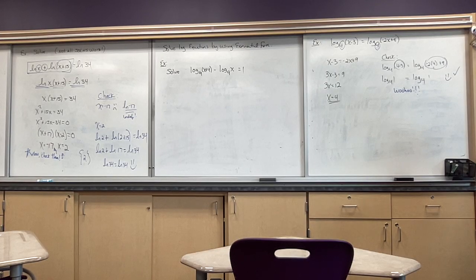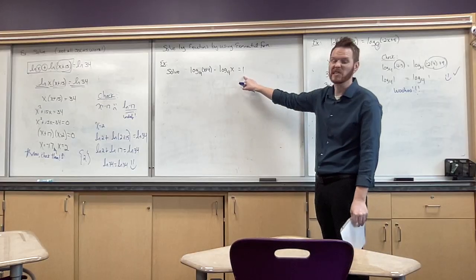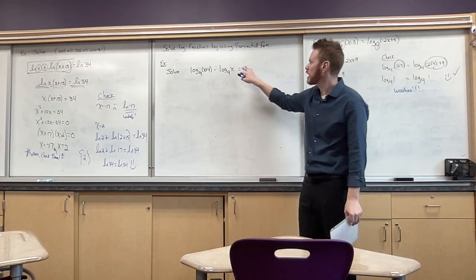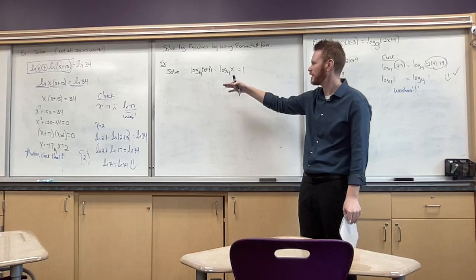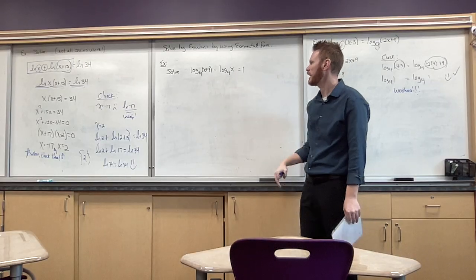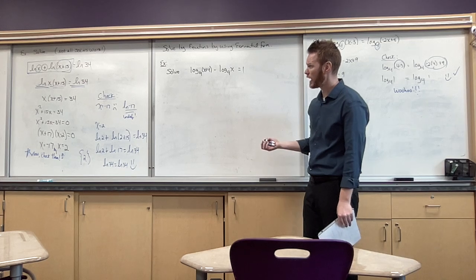Now, here's the unfortunate news. If this 1 wasn't here, let's say that was a 0, I can add this log to the other side. You got the same bases, set the arguments equal to each other, you're done. But that 1, man, that 1's annoying. So I can't do that.